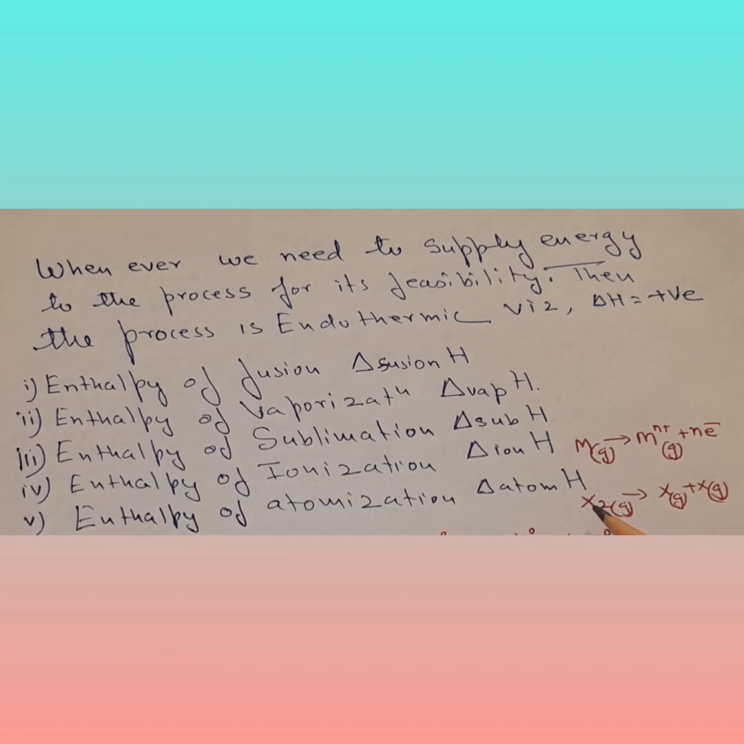Atomization. Now suppose you have X2 gas. You want to convert Cl2 chlorine gas into chlorine atoms, for example. There also you require energy. So yes, you have to supply energy. So del H is positive here also.